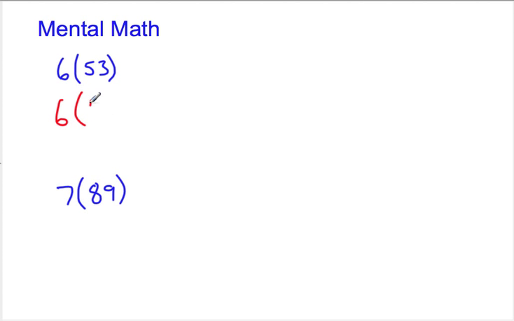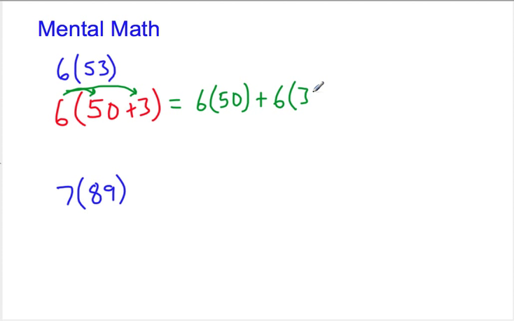Certainly 53 could be seen as 50 plus 3, right? And so now, using the distributive property, we have 6 times 50 plus 6 times 3, and so we get, I'm going to write it out again, but when you do this mentally, it actually happens quite quickly. And so we would get 318.